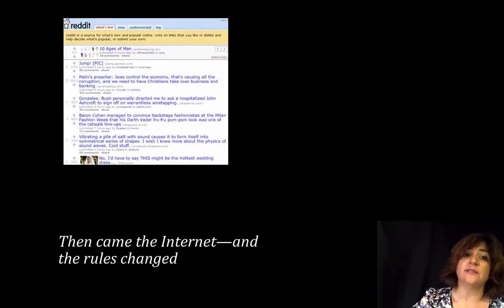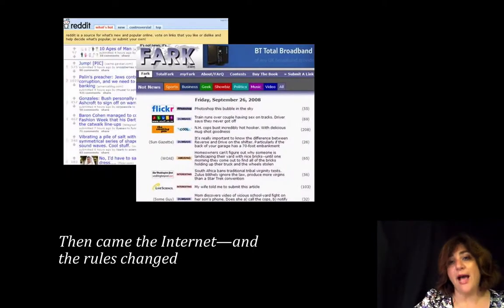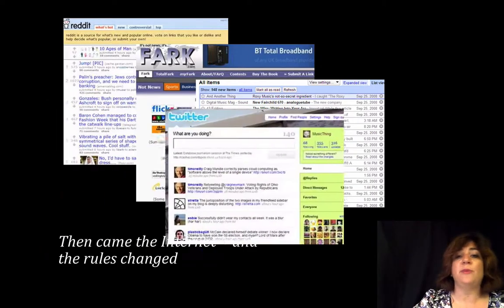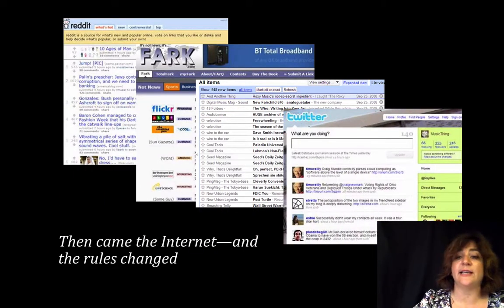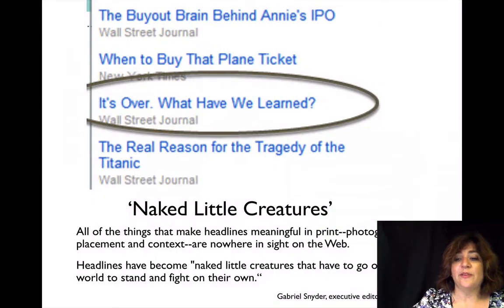You'll notice that now we just see the headline, and that has changed because in the past you had the headline along with a picture or some copy, but now people don't have the privilege of that. So we need to see how we can make the headlines as specific as possible, yet still entertain people. The editor of Newsweek.com called them naked little creatures, and that's what they are. They kind of hang out.